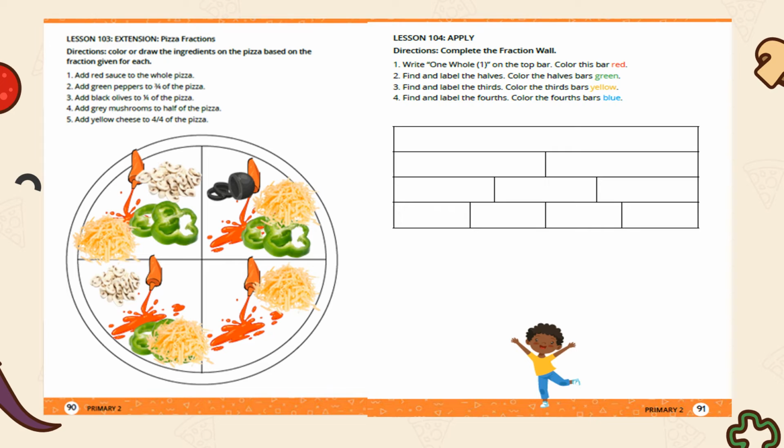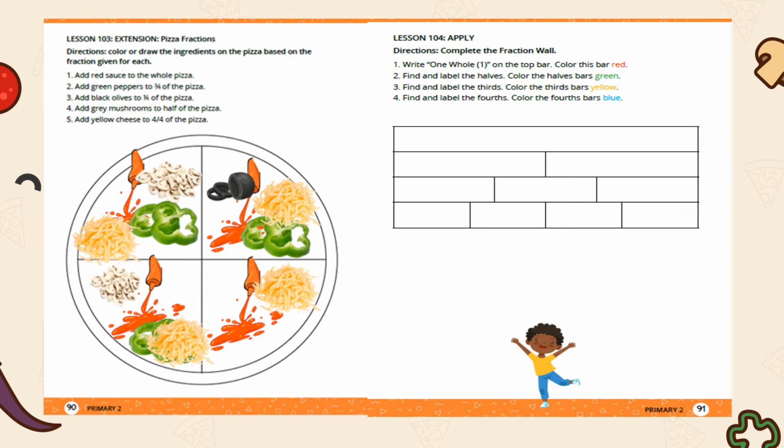Now it's time to cook the pizza by following the ingredients of the pizza. So in number 1, it asks me to add red sauce to the whole pizza. So we put red sauce. Number 2, add green peppers to 3/4 of the pizza. So we are going to put green peppers on 3 parts only. 1, 2, 3.